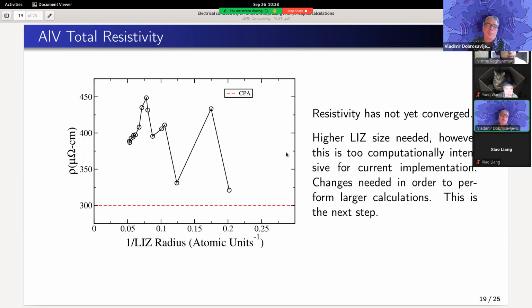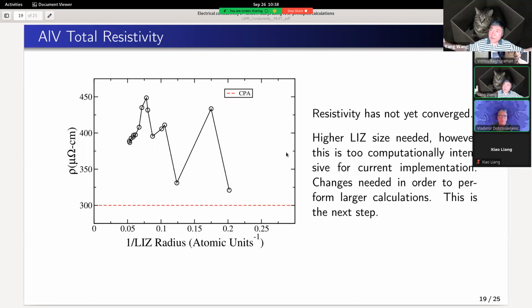But this is the offset. This is not showing the entire vertical axis, so it's off by 30% basically from CPA, right? Yeah, it seems that way. I wonder if your unit cell is not large enough. You might have to increase the unit cell. How big is the unit cell?